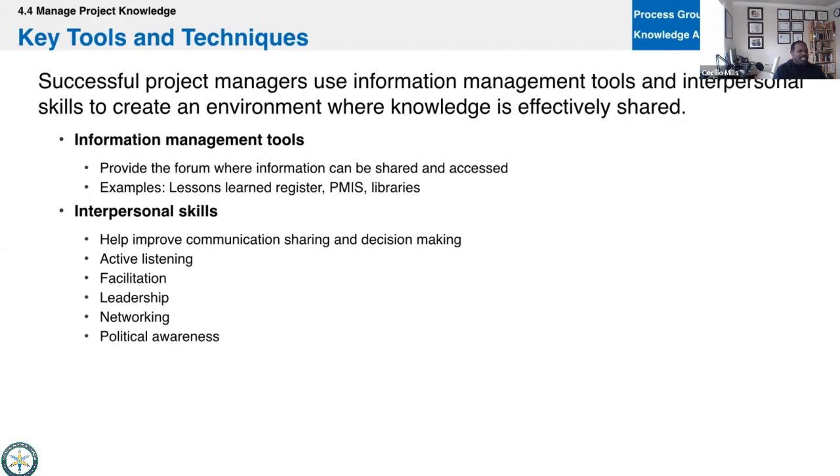We talked about facilitation, being able to work the room. This is the hallmark of being a PM, right? Because you're working in usually matrix environments and working with cross-functional teams. So you got to be able to facilitate meetings and design sessions, etc. Use your leadership skills and understand how to network within the organization and externally. And then being political. So these are all the types of ways that you'll see exam questions want to test your knowledge of the fact that this is what we need to do. We need to use interpersonal skills and information management tools in order to manage project knowledge.